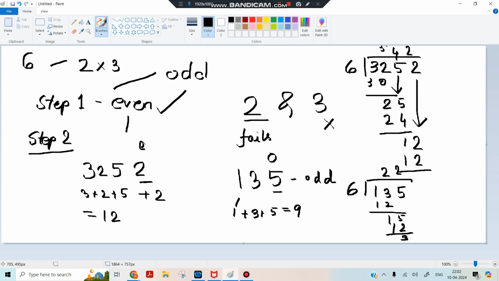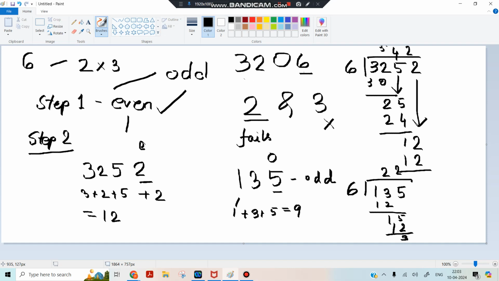We can also check with another example. Say 3, 2, 0, sorry, not 4. Say I'll take it as 6. So see, what's the number in the ones house? It's a 6. So it's an even number. It has passed the divisibility test of 2.